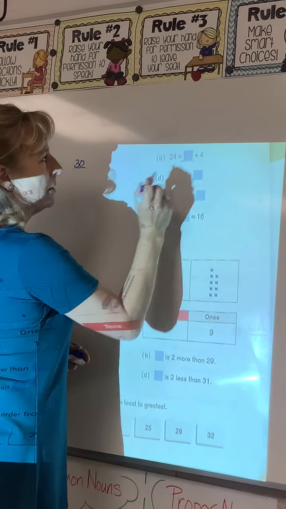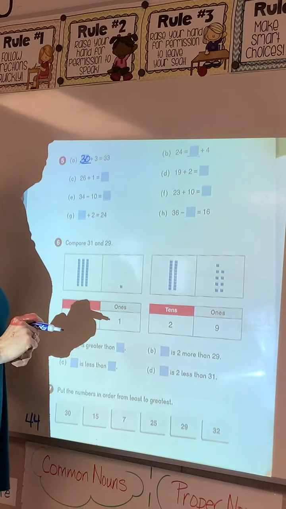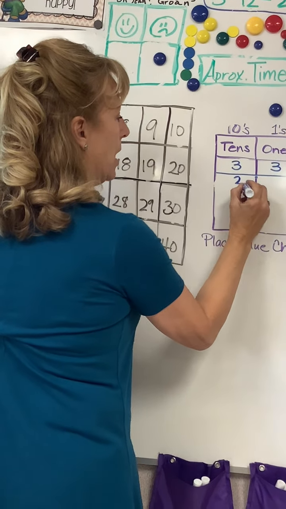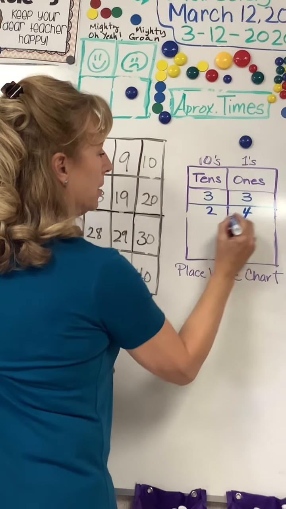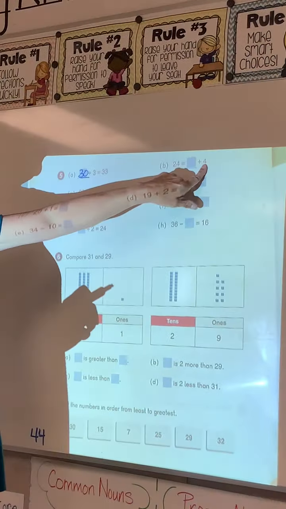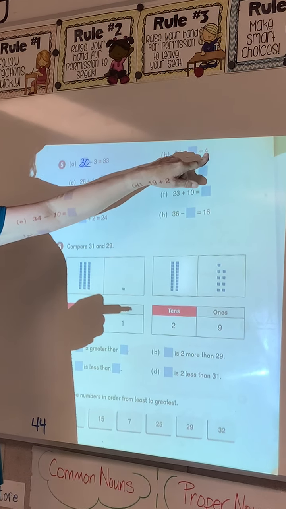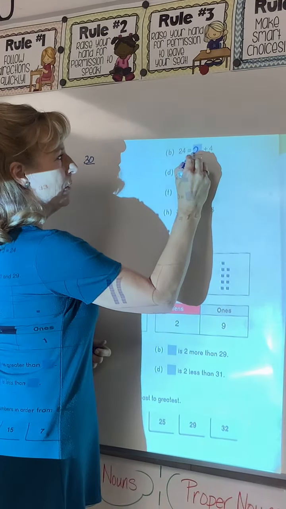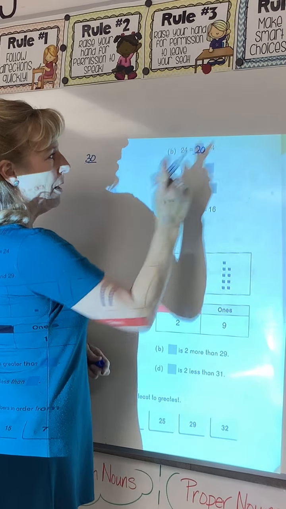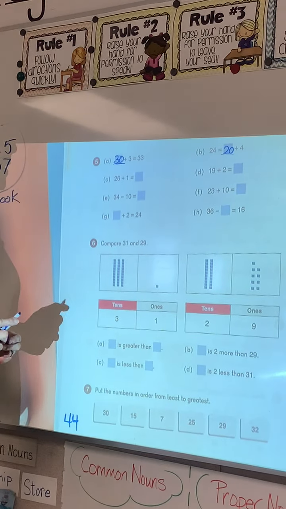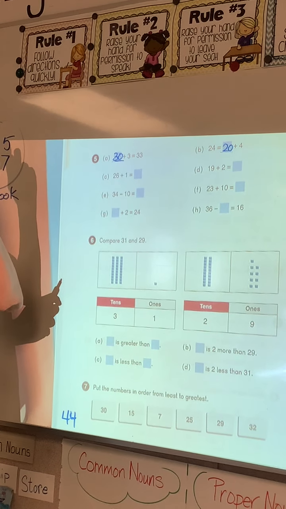Good. Now let's look at this one. 24 equals what plus 4? Let's put it in our place value chart again. We have 2 tens and we have 4 ones. Well, we have the 4 ones, don't we? What are we missing? The 2 tens. 2 tens equals 20. 20 plus 4 is 24.